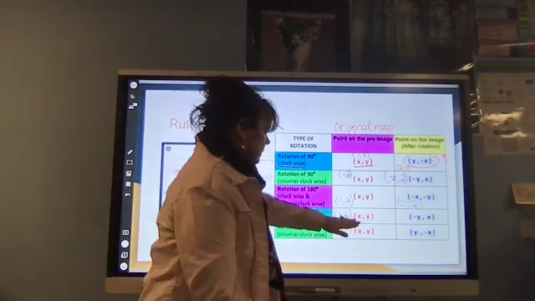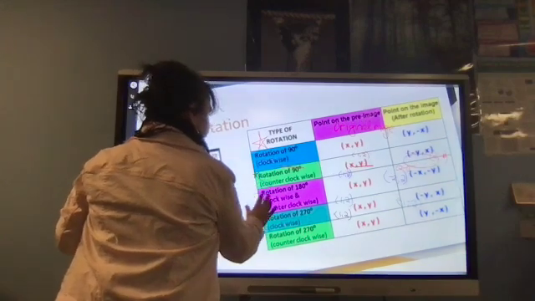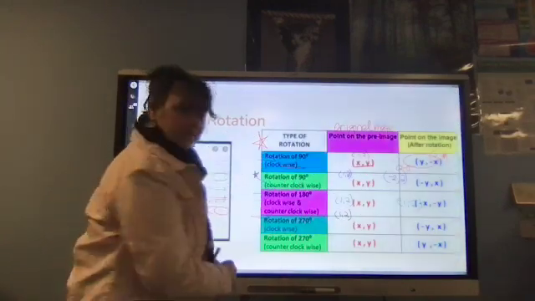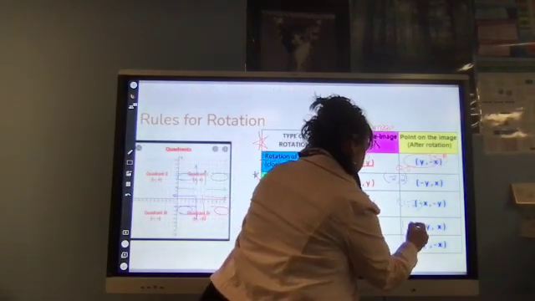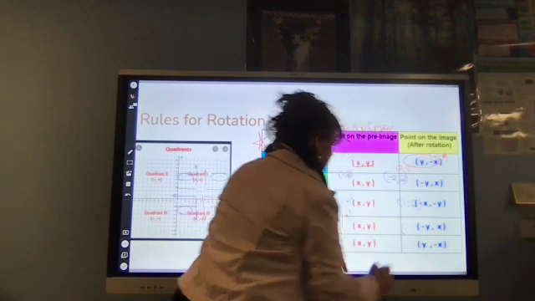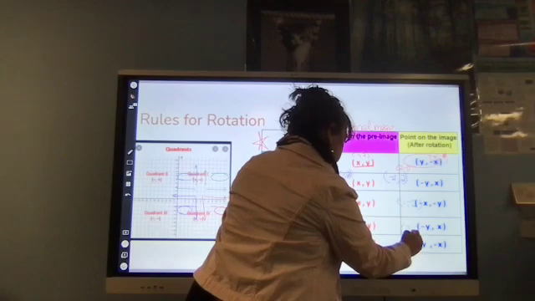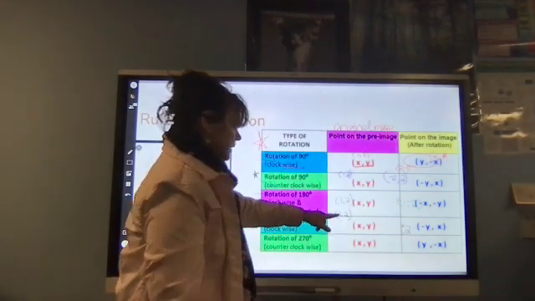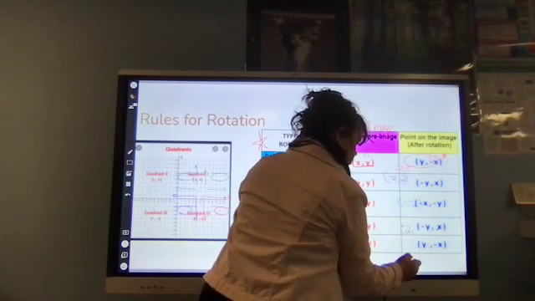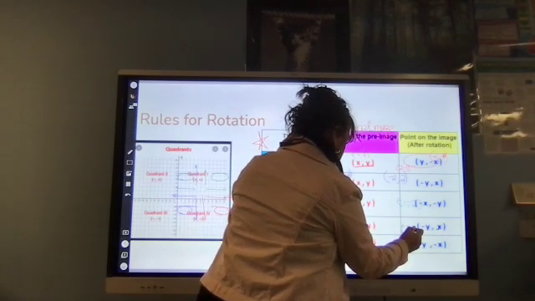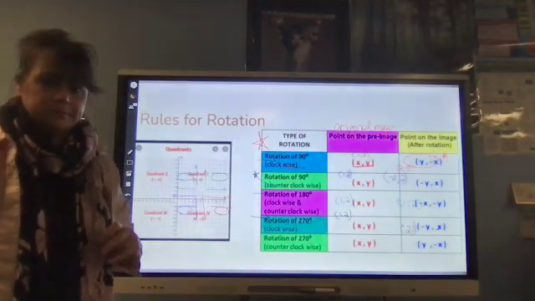So our original was 1, 2. Little glitch there, apologies. So if we're going to make our image after rotation, we're going to take our y value and put it in the first spot, and we're going to change the sign. So we're going to have a negative 2. And our x value, which is now going in the second location, the y placeholder, we're going to put 1. So that one would be negative 2, 1.